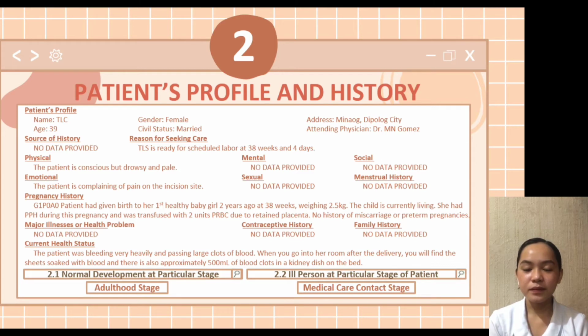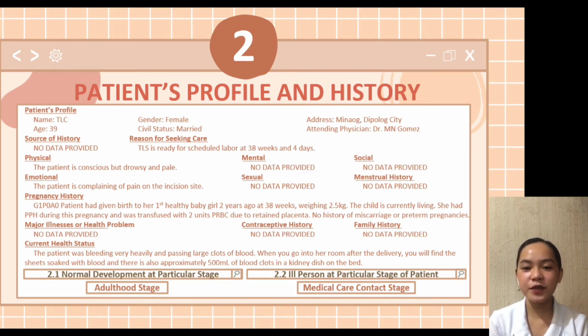Physical: the patient is conscious but drowsy and pale. Mental: no data provided. Emotional: the patient is complaining of pain at the incision site. Sexual: no data provided. Social: same with the sexual, no data provided. Menstrual history: no data provided.